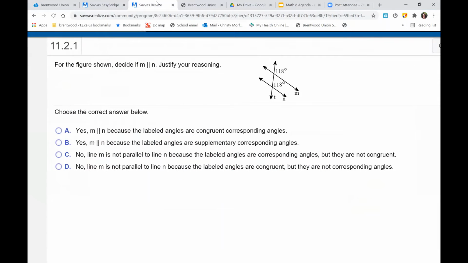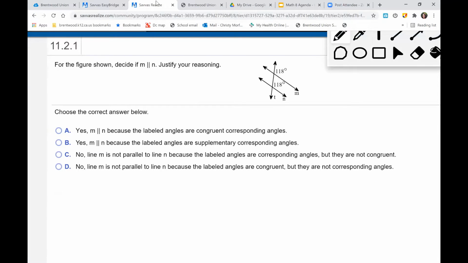Okay, so we've got a picture. It looks a lot like it did yesterday. You've got 2 lines. They are labeled M and N. I'll underline them there so you can see them. So 2 lines that are M and N, and then there's a transversal that's cutting them into angles.